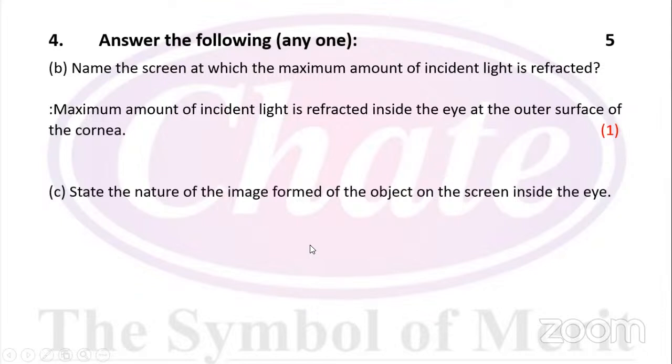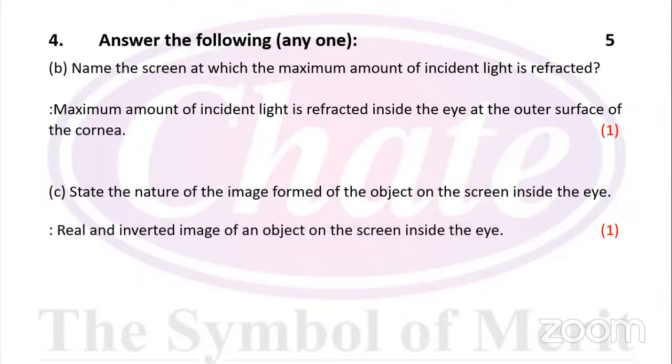And the last one is to state the nature of the image formed by the object on the screen inside the eye. So all the images formed by a convex lens are mostly real and inverted, except when the object is placed between the focal length and the optical center. So for our eye, we will get a real and inverted image of the object on the screen inside the eye. That is the real and inverted image. Okay, it is the diminished one.